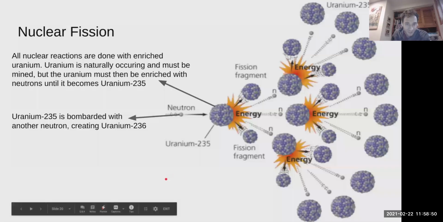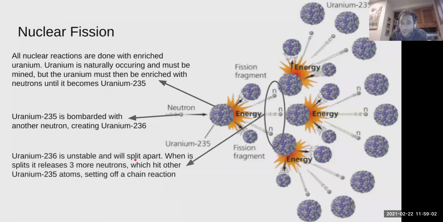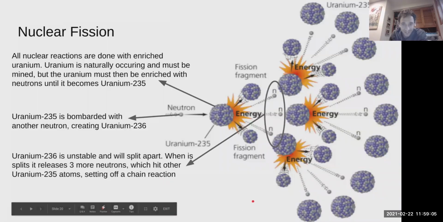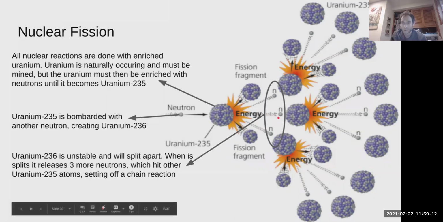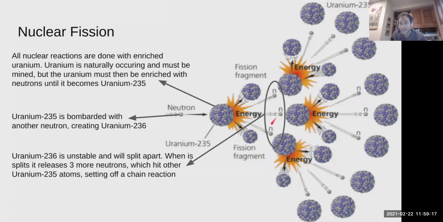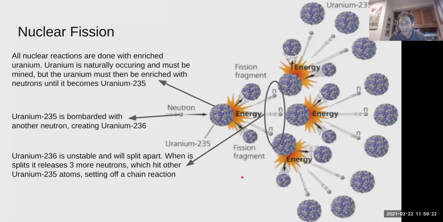I don't understand how. We just have to accept that that's a thing that's done. We have uranium-235 and we shoot it with a neutron, and that creates uranium-236. But uranium-236 cannot exist. It's too unstable, so it splits. And when it splits, one of the things it releases is 3 more neutrons. Those neutrons then go and hit other uranium-235 atoms. So you have this chain reaction.